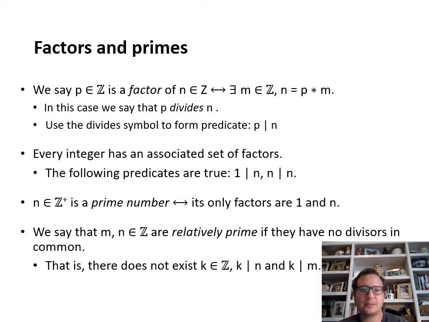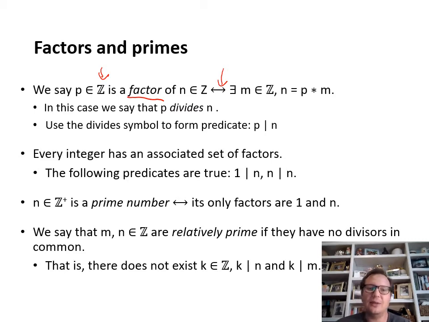forgot about. So we say that p ∈ Z, note that this symbol Z denotes the set of integers, is a factor of n ∈ Z if and only if, we read this "if and only if", there exists m ∈ Z such that n = p times m. In this case, we also say that p divides n.